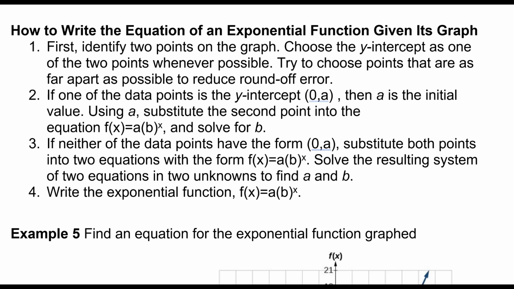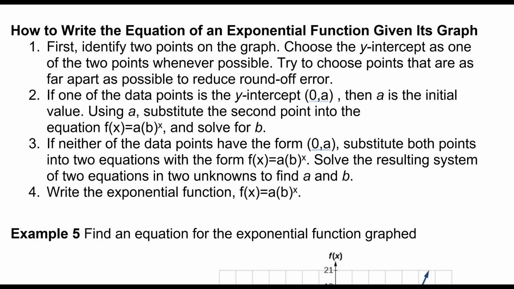Now we're going to look at writing an exponential equation of an exponential function given the graph. So first identify 2 points in the graph. Choose the y-intercept as one of the 2 points whenever possible. Try to choose points that are as far apart as possible to reduce round-off error. If one of the data points is the y-intercept, 0, a, then a is the initial value. Using a, substitute the second point into the equation and solve for b.